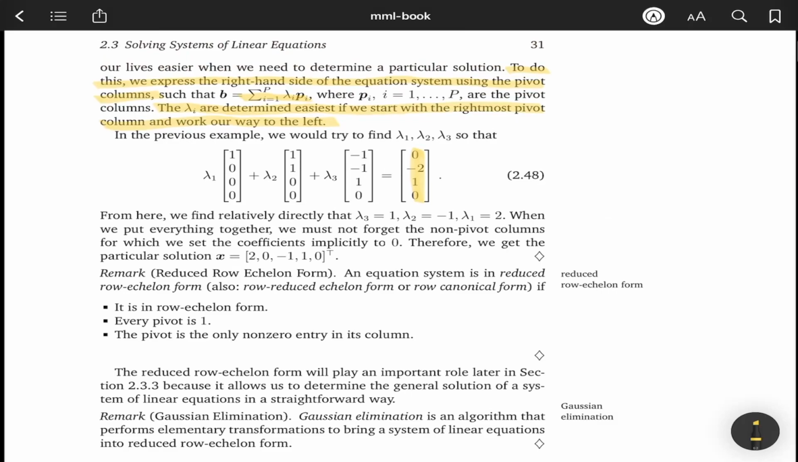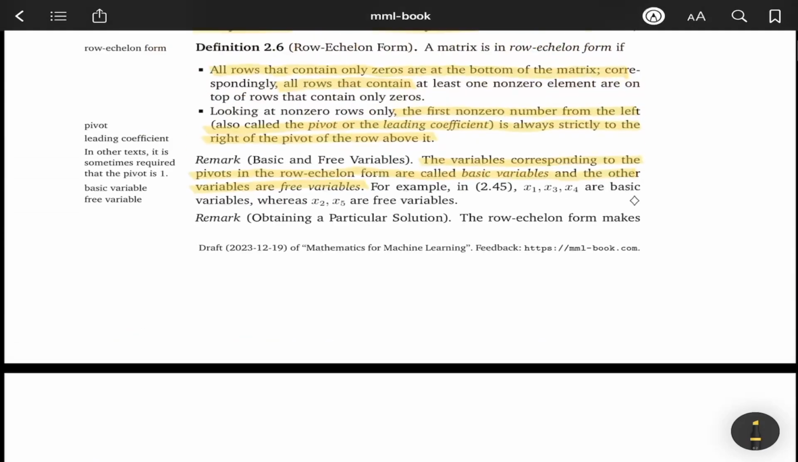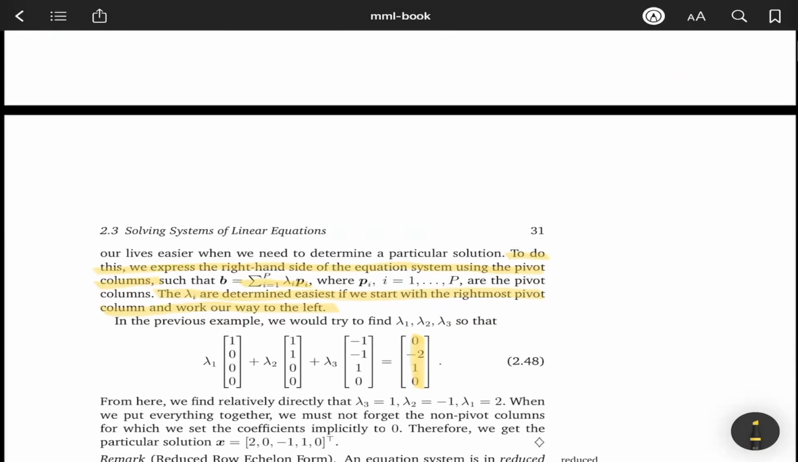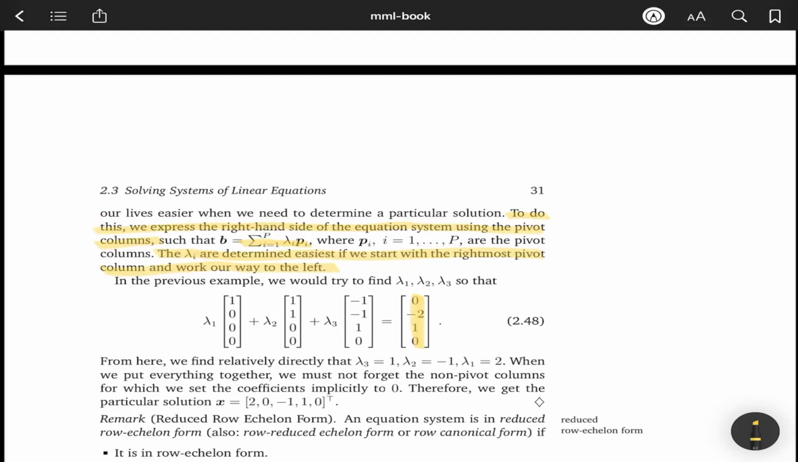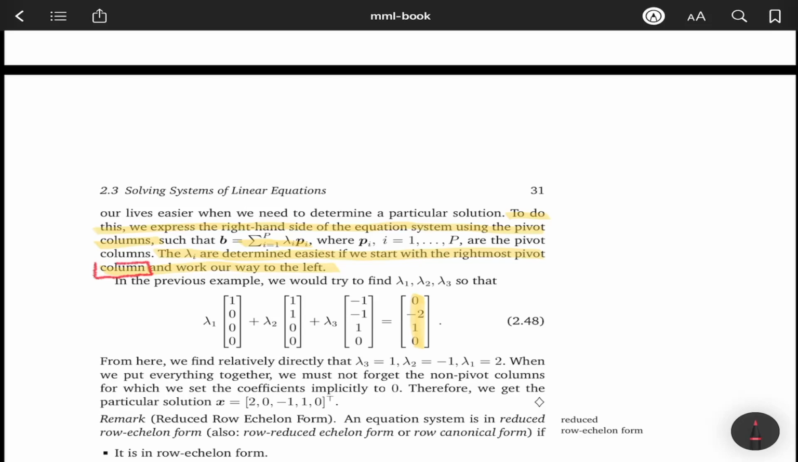This is not the same. So we're still talking about finding a particular solution. And what they do is they sum up the pivots. We have 3 pivots, right? Row 1, 2, and 3. And what they do is they say, oh, I see. My problem was that I thought of rows, and what they're talking about are columns.